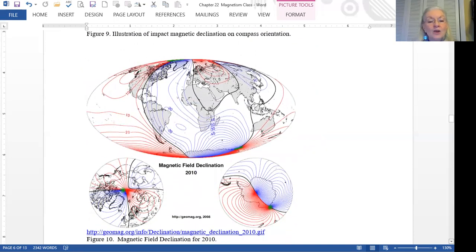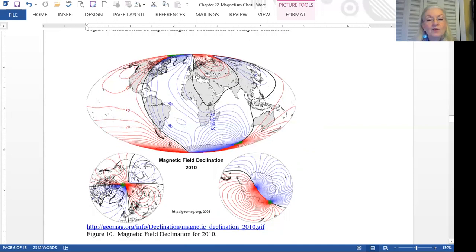So this diagram shows you the magnetic field declination for 2010. The black line you see would be the one that, if you used your compass, would actually point you in the correct direction. And so you can see that if you're on one side of it, you have to deduct 20 degrees or 10 or 5 or whatever. And if you're on the other side, you have to add. So it's going to change. Do you swing right or do you swing left? You can see it depends on where you are on the planet as to which way you have to make your corrections.